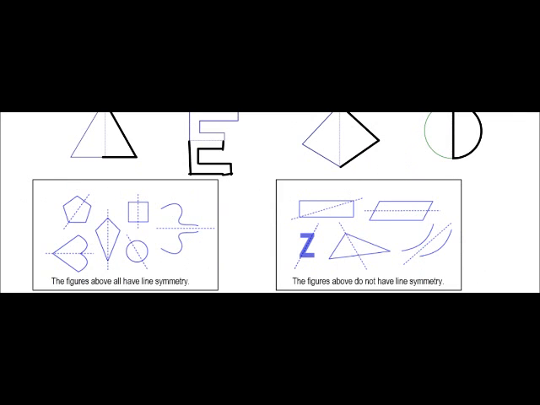So in the rectangle to the left, these are all the figures that have line symmetry. And remember, if you're not entirely sure if it has line symmetry, just trace the figure on a piece of paper and then fold it and see if the two halves fall on top of each other equally. And then here's an example of a few figures that do not have line symmetry.